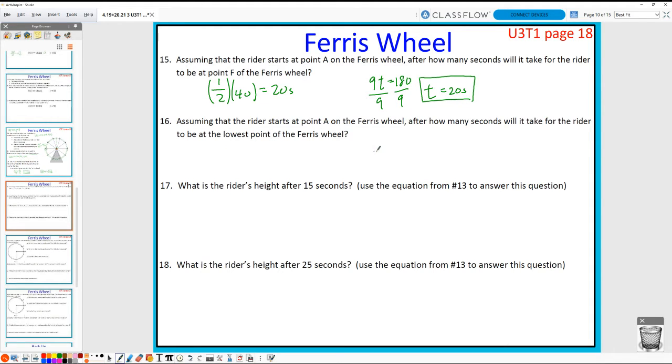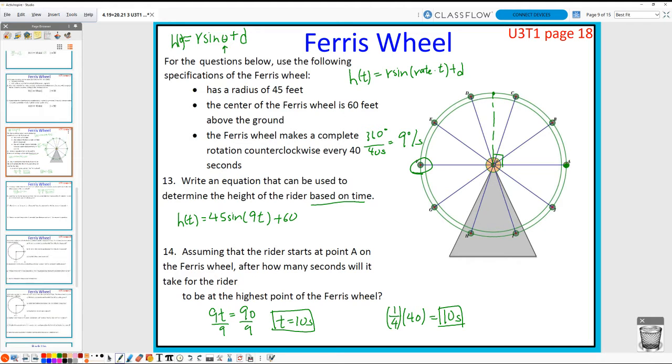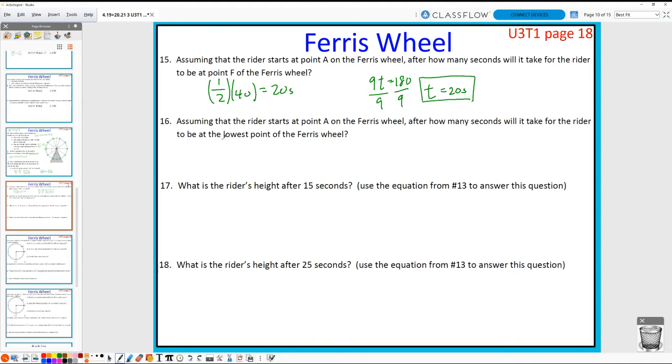Lastly, how long will it take to be at the lowest point? Be careful here because a lot of people mess this up. In terms of Ferris wheels, or at least our Ferris wheels, they only go counterclockwise, so it has to move in this direction, meaning this is traveled 3/4 of the circle. 3/4 of 40 is, of course, 30 seconds. Same thing here: 9t has to equal 270 degrees, therefore t is also 30 seconds.